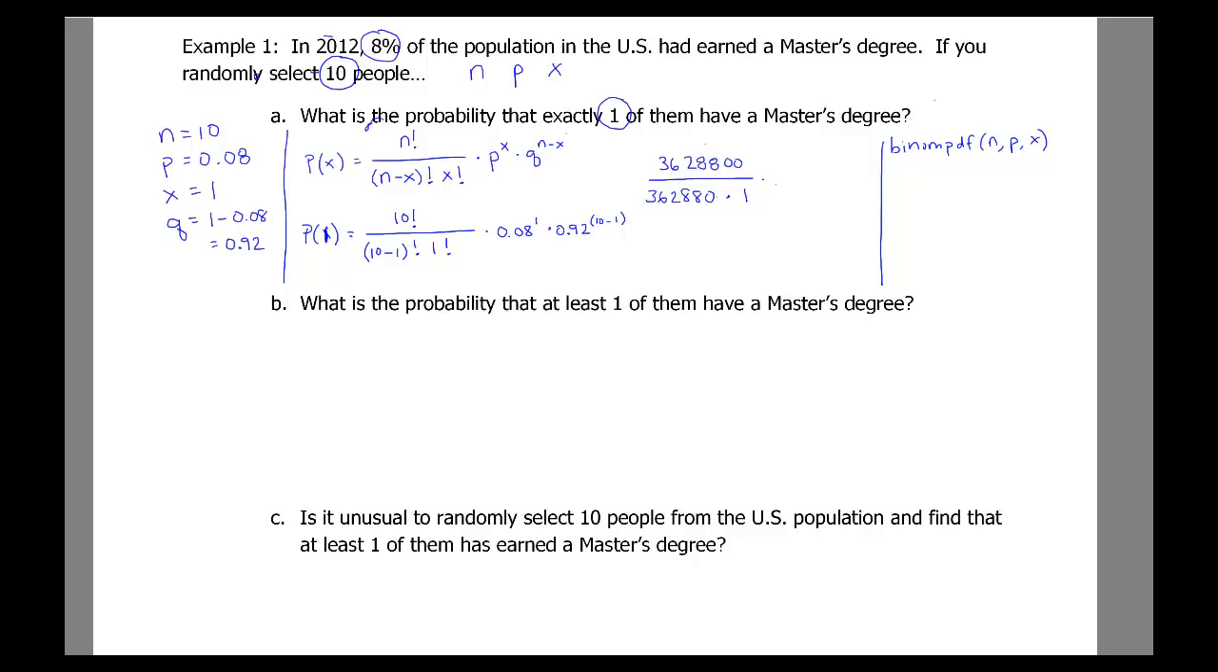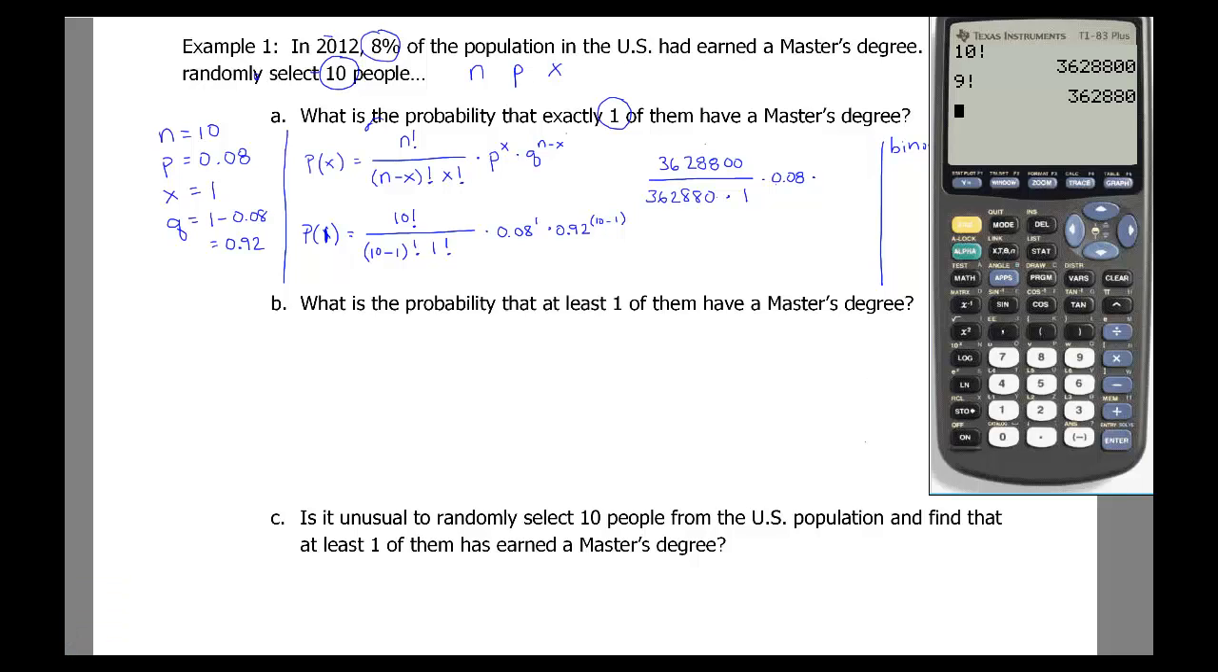Okay, now we need 0.08 to the 1 power. Anything to the 1 power is just that number. And then we need 0.92 to the 9th. So 0.92. If you need something bigger than squared on these calculators, use the little hat symbol, which is right here under clear, and go to the power that you need. So we went to the 9th power, and hit enter. So we have 0.472, rounded to 3 decimal places.